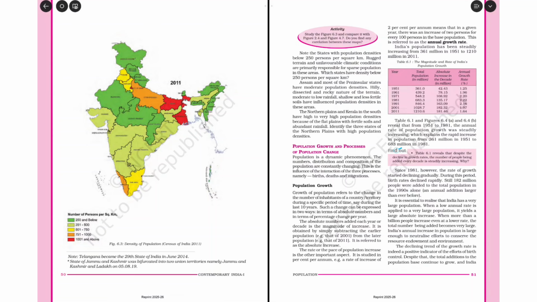Then you move to the moderate tier, places like Assam and the peninsular states. The text lists a very specific set of geographic traits: hilly, dissected and rocky nature of the terrain, moderate to low rainfall, shallow and less fertile soils. I think dissected is an interesting word choice there. It paints a picture of land that is chopped up by rivers, ravines, and elevation changes.